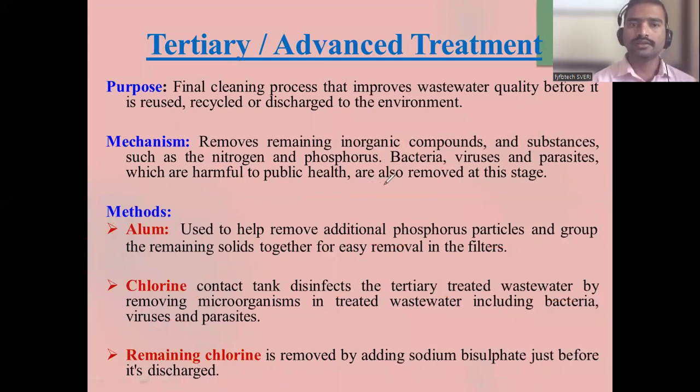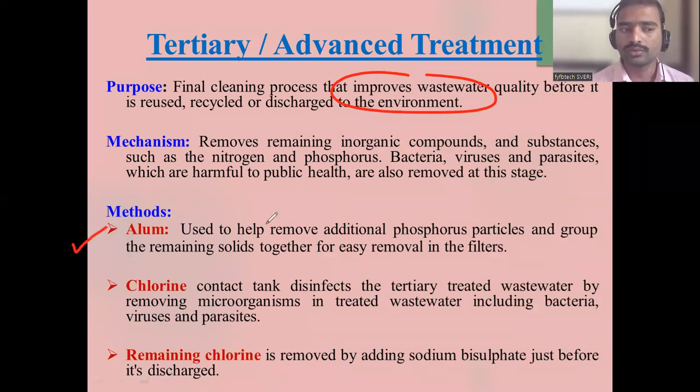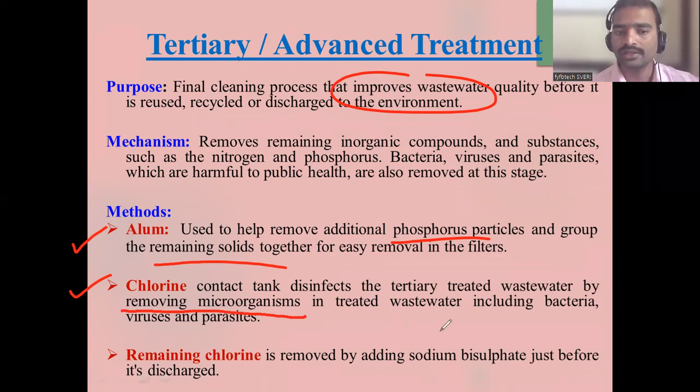So what is tertiary treatment? It improves the wastewater quality. So what are the methods? By adding alum. So when alum is added, what happens? Which particles will it remove? It will help to remove the phosphorus particles and also the remaining solids together, for easy removal in filters. Then chlorine. Why is chlorine added? It will act as a disinfectant. Disinfectant means what? It will remove microorganisms in the treated wastewater.